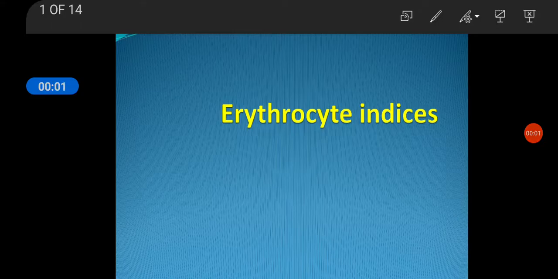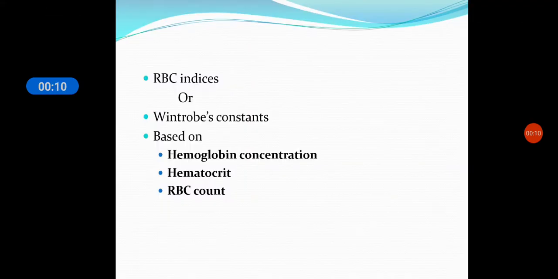Hello students, today the topic of discussion is RBC indices or erythrocyte indices. So what are these indices called? Actually, they are pertaining to three different factors. One is hemoglobin concentration, hematocrit and RBC count. So you require all these three factors to calculate RBC indices.